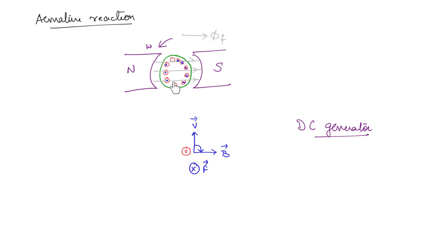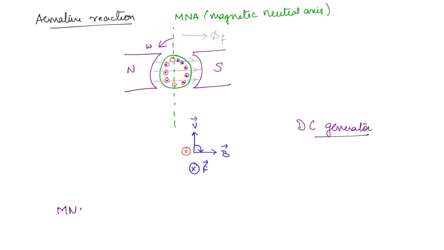Now what about these two conductors here? These are at the very top. This velocity is going to be in this direction and this velocity is going to be in this direction, which is parallel to the magnetic field. So there won't be any EMF induced in both of these conductors, okay. The axis joining both of these conductors is called the magnetic neutral axis, MNA. The conductors falling on the magnetic neutral axis will not experience any induced EMF if it is a DC generator, and if it is a DC motor, then there will be no induced torque.